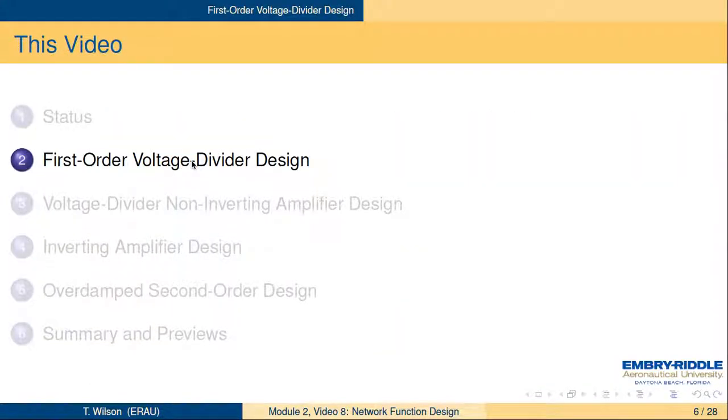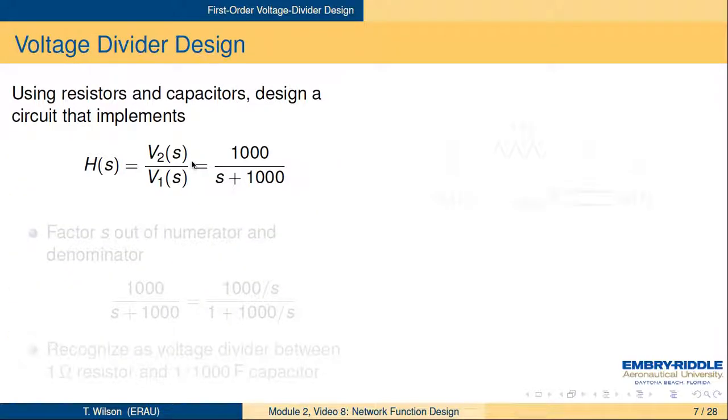So let's start with just basic first order voltage divider design. We've been doing a lot of voltage divider analysis. Let's work this the other way around. Let's start and do some design. So here's a network function we'd like to implement, 1000 over S plus 1000. Let's implement that using resistors and capacitors.